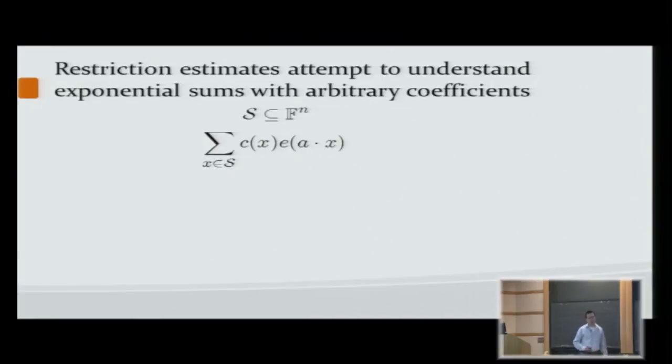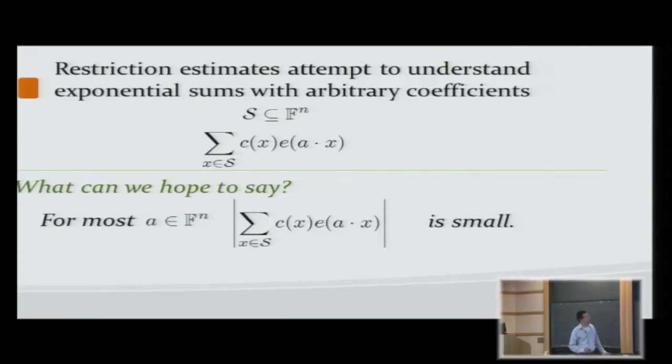Now you run into some trouble when you try to do this, because I can just cook up these coefficients. I can just pick an A, and choose these coefficients to always be the conjugate of what's over here for a particular A, and then I'm going to get no cancellation. So I can't hope to have as strong statements as I did on the previous slide, but perhaps we can recover something. What can we hope to say? Roughly, I can't guarantee you that for every A this quantity is small, but we'd like to guarantee in some quantitative sense that for most A this quantity is small.